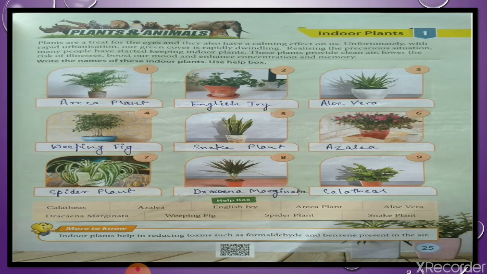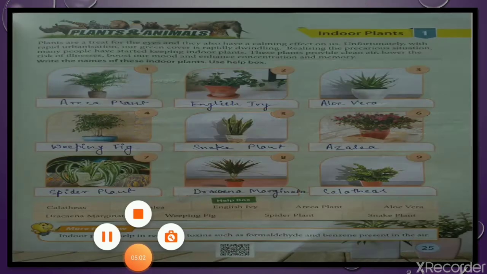So these are the plants. They are very beneficial for us. They help in reducing toxic gases such as carbon monoxide, benzene, xylene, formaldehyde, etc. And they purify the air and they boost our mood.